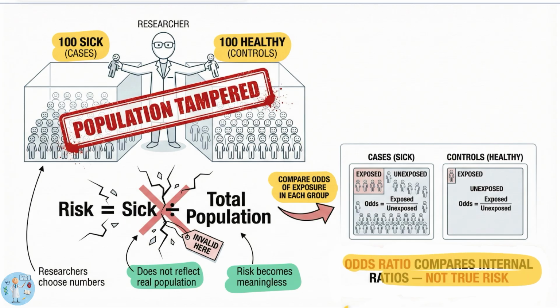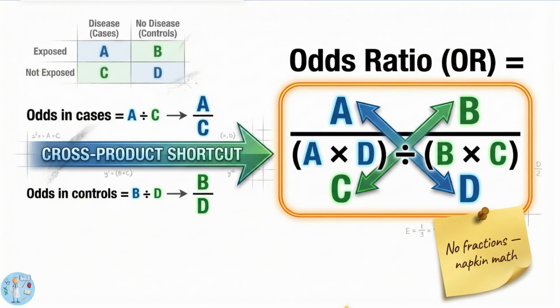Okay, so we know why we're using odds and we know what we're looking for. How do they actually do the calculation? And that brings us to the classic tool, the 2x2 contingency table. All right, think of this as just a simple four-square grid. We're categorizing people based on two things. Did they get the disease, yes or no? And were they exposed to the suspect factor, yes or no? And we label these four cells A, B, C, and D.